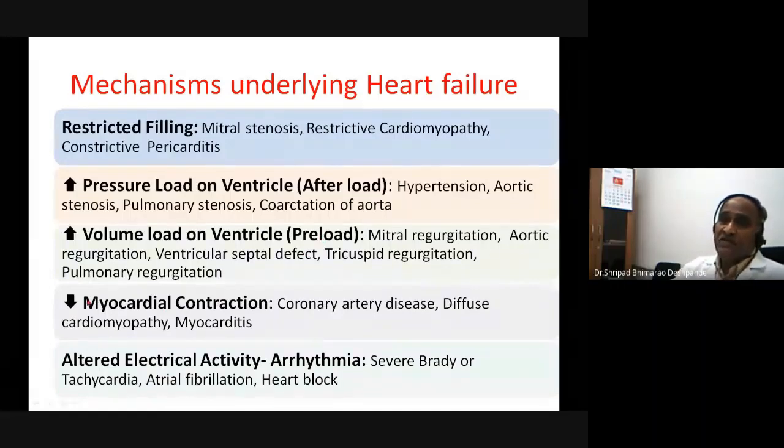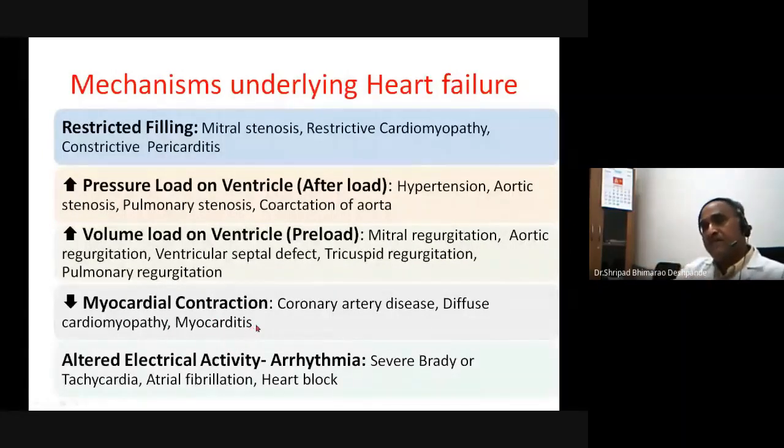Then we have the decreased myocardial contractility. That I have already mentioned, it is because of coronary artery disease or cardiomyopathies, these are abnormalities, or because of myocarditis. Myocarditis may be because of many causes.